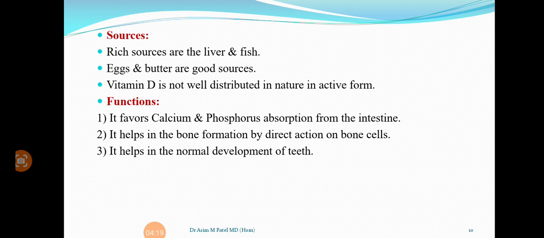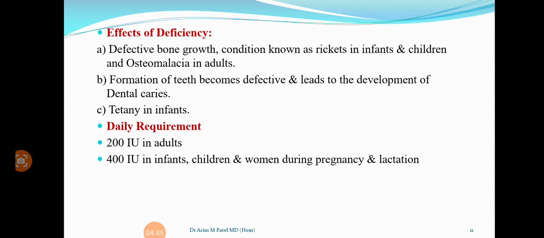The sources of vitamin D: the rich sources are the liver and fish; egg and butter are also good sources. Vitamin D is not well distributed in nature in active form. The functions of vitamin D: the first function is it favors calcium and phosphorus absorption from the intestine. It helps in bone formation by direct action on bone cells. It helps in the normal development of teeth.